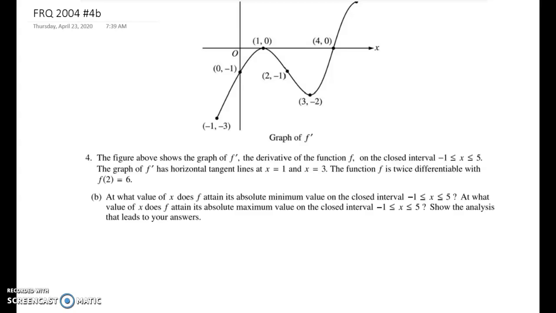Somebody asked how you can answer a question like number 4b here that's asking about an absolute minimum and absolute maximum if you don't have the function f. Here we're given the function f prime, but we're not given the function f. So I would say that because we're asked here for an absolute minimum on a closed interval, those are giveaways that you're going to want to use the candidates test.